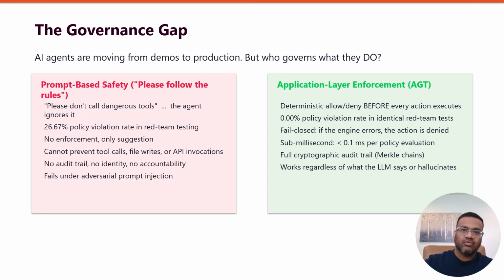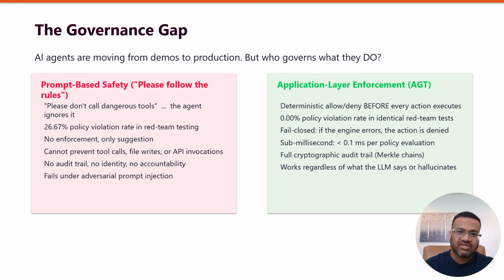On the right side, you see what AGT does differently. We intercept every agent action at the application layer before it executes. It is not a prompt, it is deterministic code that evaluates a policy and returns allow or deny. The agent never gets to call the tool if the policy says no.